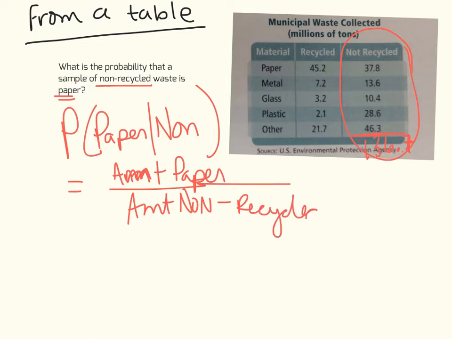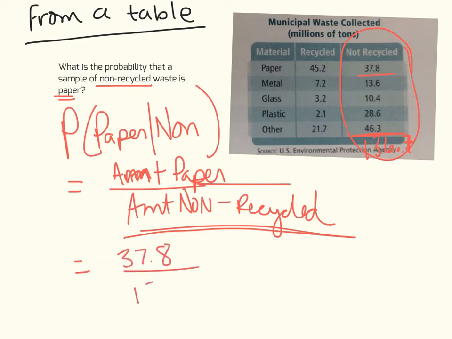So sometimes conditional probability really just limits what you're taking the percentage out of. So the amount of paper is 37.8. The amount of non-recycled waste is 136.7. So that is 0.277, which is 27.7%.